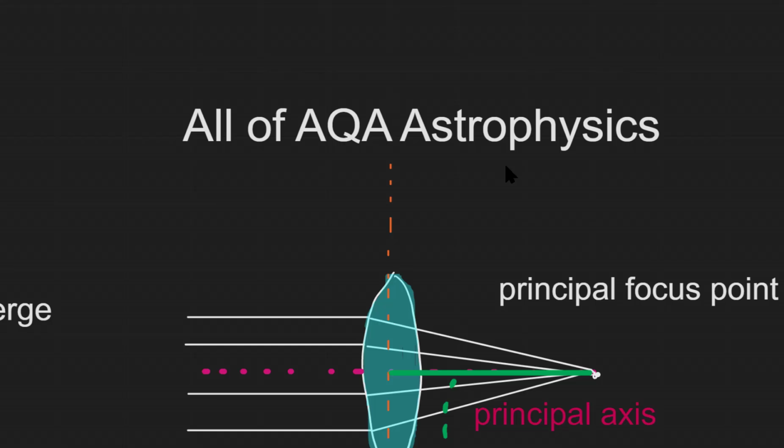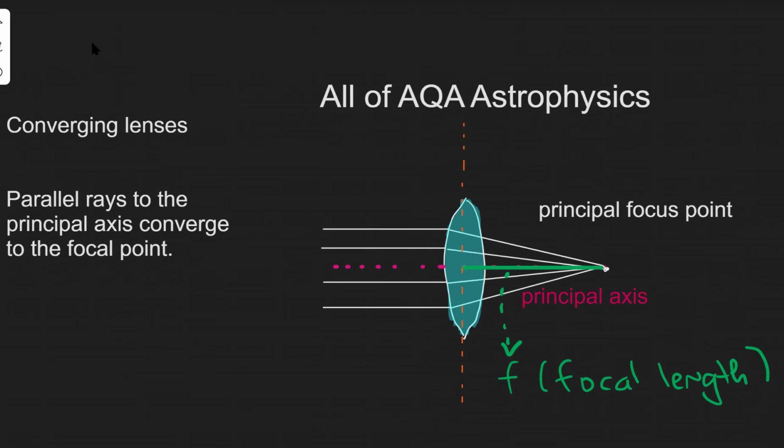Let's revise the whole of AQA astrophysics. We're going to be talking about telescopes, and telescopes use lenses. So we're going to be starting off with converging lenses that are used by telescopes. Telescopes actually collect light, and the lens will have certain properties.